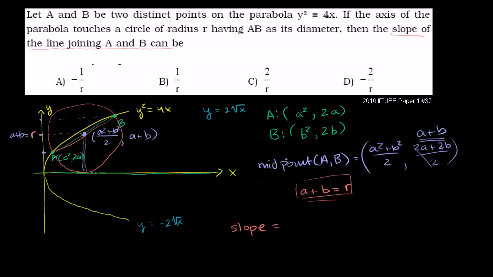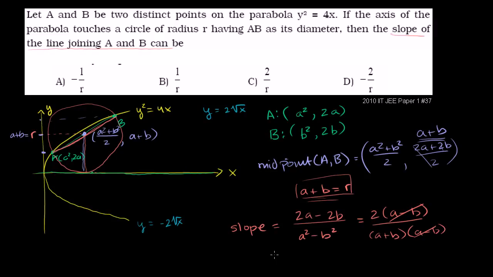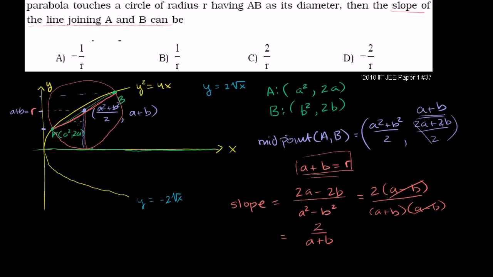So the slope is going to be change in y over change in x. So 2a minus 2b over a squared minus b squared. This is equal to 2 times a minus b over a plus b. This is just a difference of squares. A plus b times a minus b. The a minus b's cancel out. The slope of the diameter, the slope of the line that we care about, is going to be 2 over a plus b.